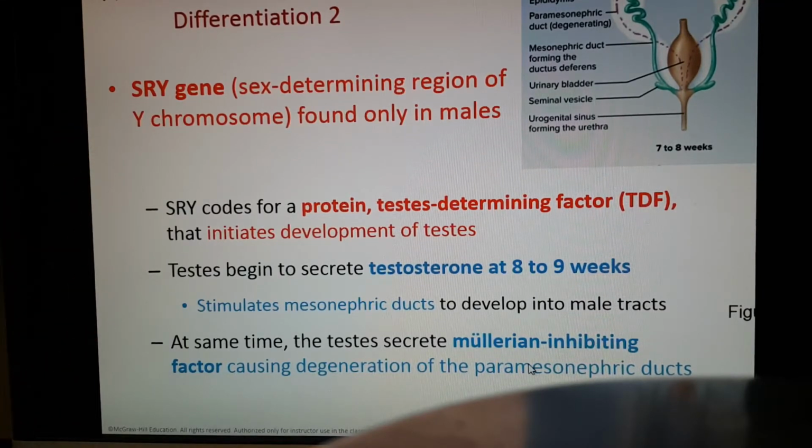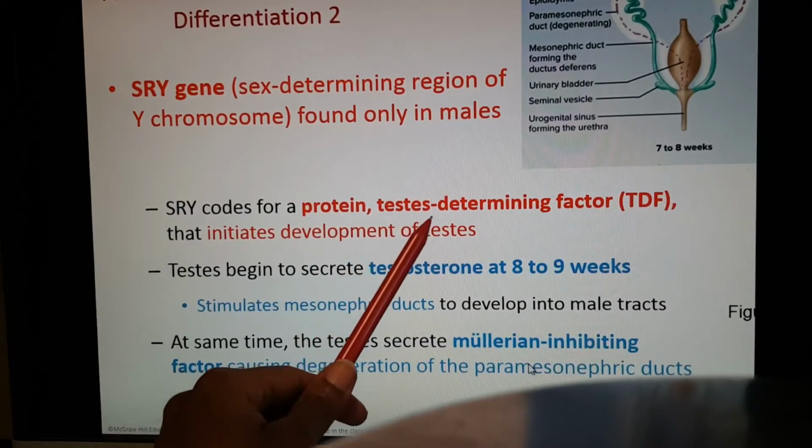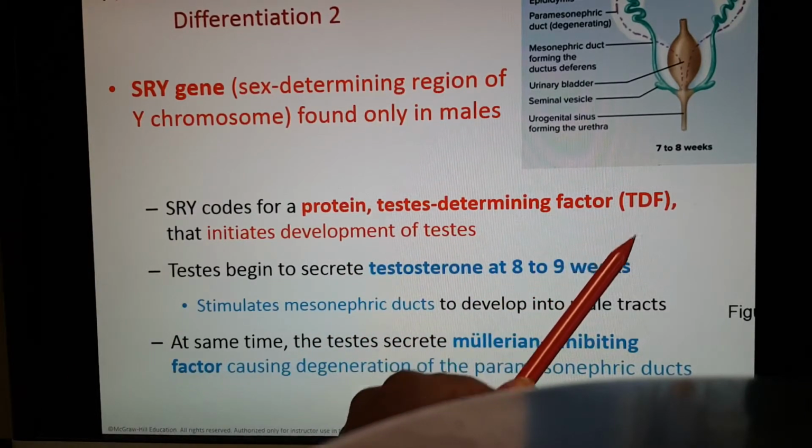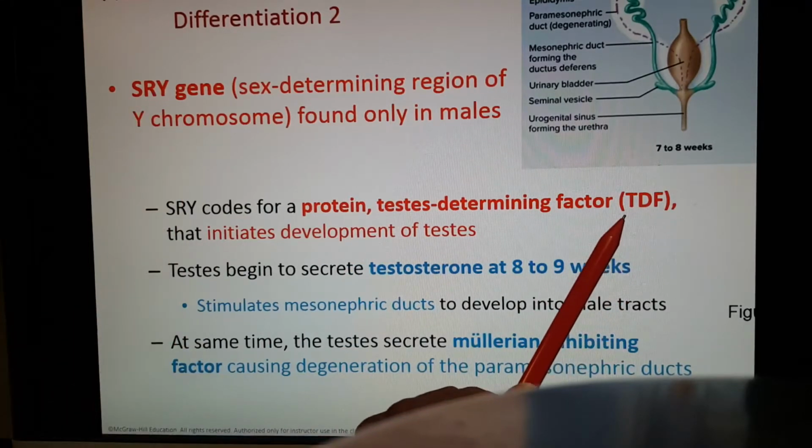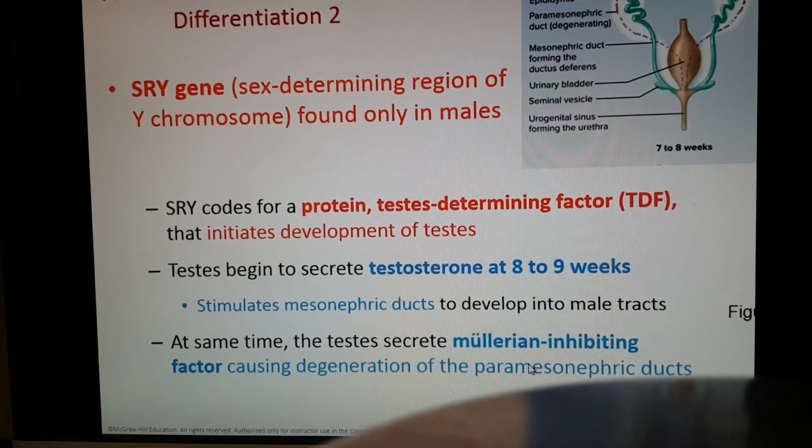That gene codes for a protein called the testes determining factor, or TDF for short. So SRY is the gene, TDF is the protein. When that protein is made, it initiates the development of the testes. The testes are where we get the production of the testosterone hormone, which begins at about 8 to 9 weeks in fetal development. It helps to stimulate the male reproductive system to form, as compared to the female reproductive system forming.